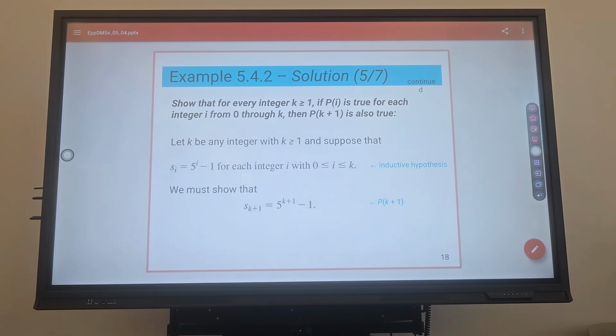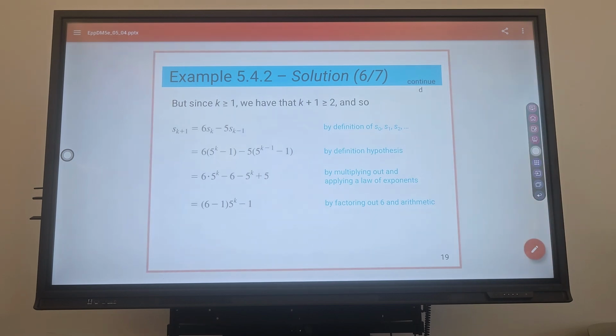Let k be any integer with k greater than or equal to 1. And suppose that s sub i equals 5 to the i minus 1 for each integer i between 0 and k. That's your inductive hypothesis. We must show that s sub k plus 1 equals 5 to the k plus 1 minus 1. But since k is greater than or equal to 1, we have that k plus 1 is greater than or equal to 2.